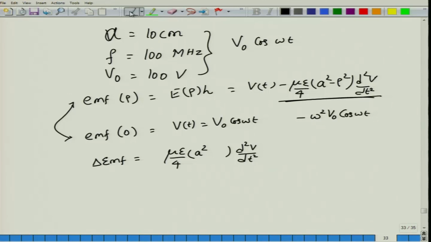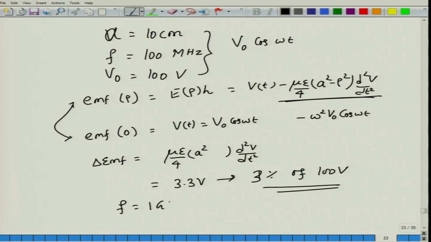At the edge to the on axis, the change will be this particular quantity. If you evaluate this, it will turn out to be approximately 3.3 volt, which is about 3% of 100 volts. It's not something to be laughed at, because I ask you to do the same thing at f equal to 1 gigahertz. You will be surprised to see what the change in the EMF is.